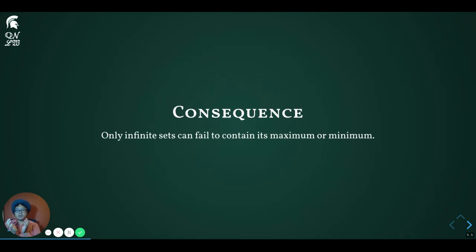A consequence of this proposition is that sets that fail to contain their maxima or minima must be infinite.